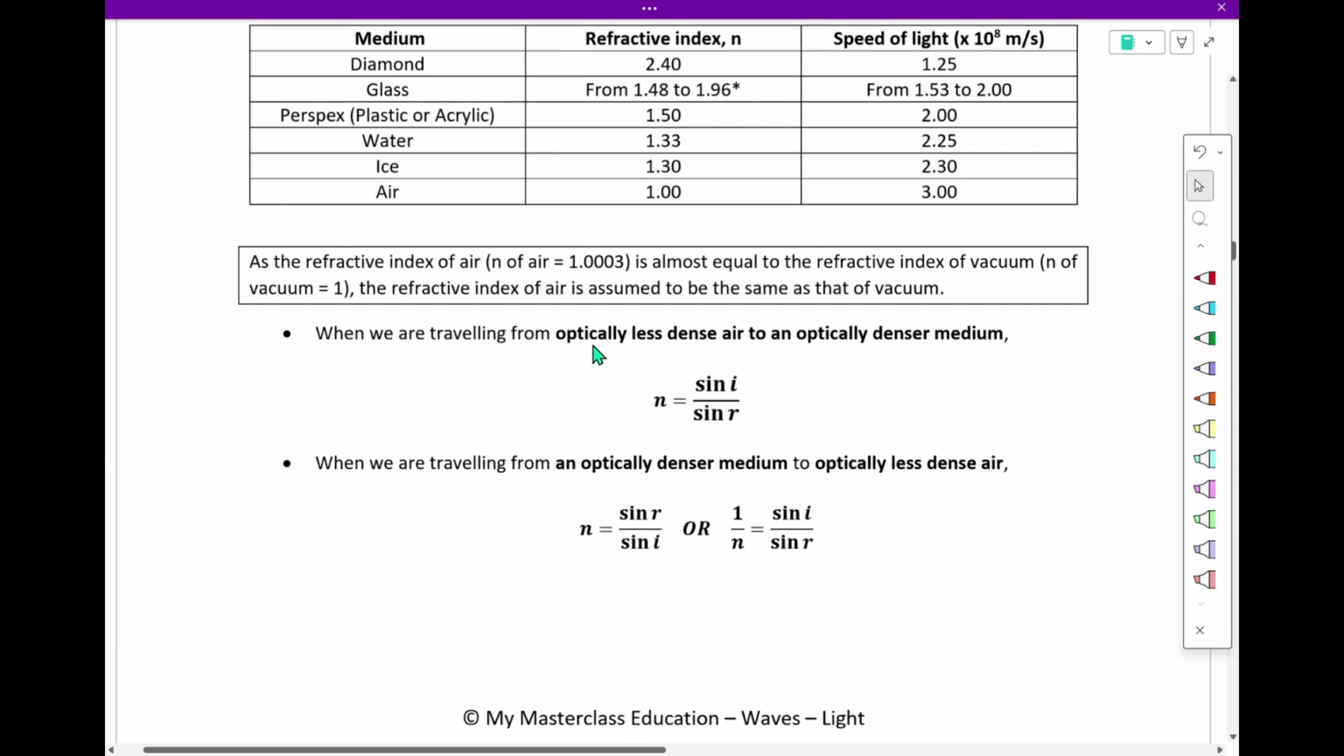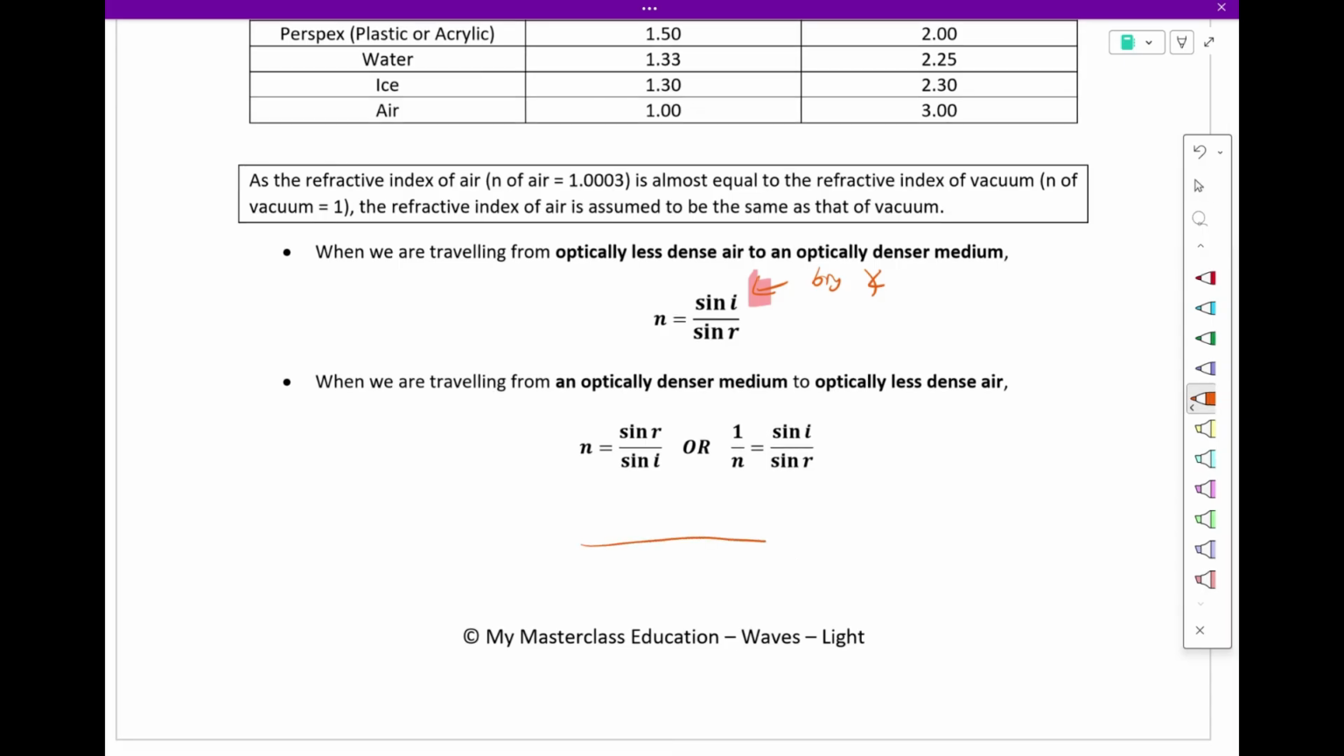So if you're traveling from less dense air, you can see that this is the bigger angle. Therefore you can just use sine I over sine R, no problem. However, if you are traveling from an optically denser medium to an optically less dense medium, you'll notice that your I is smaller than your R. So what we'll do is take the bigger R over the smaller I.